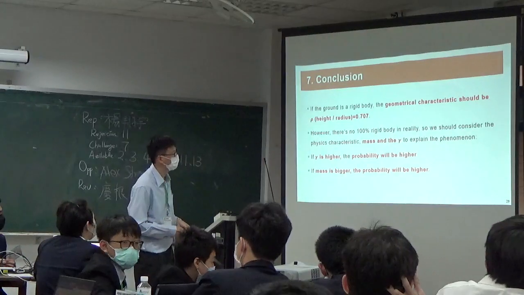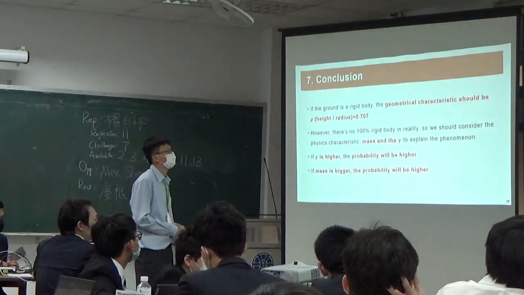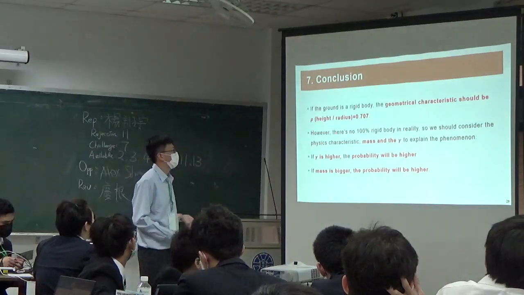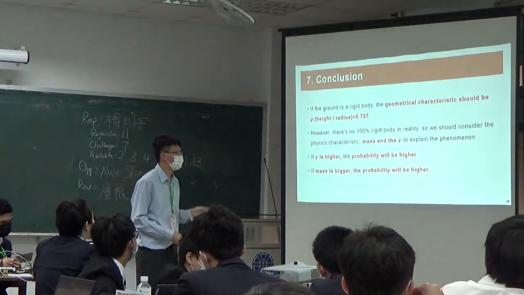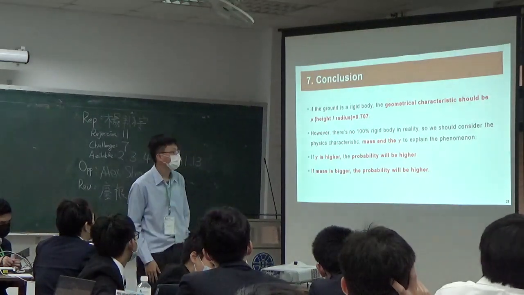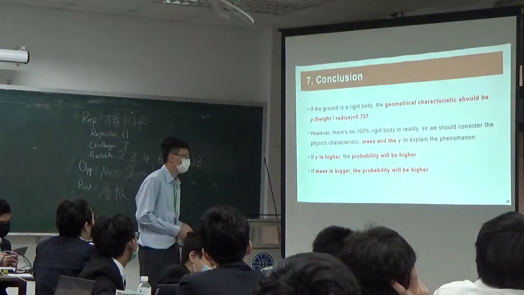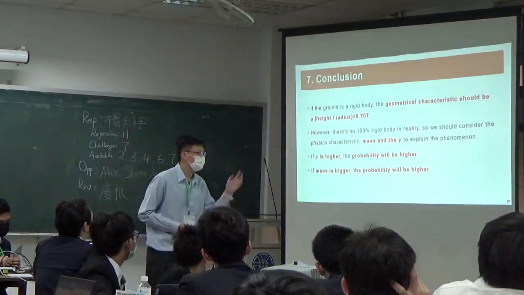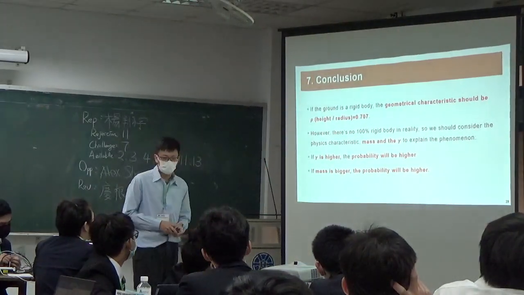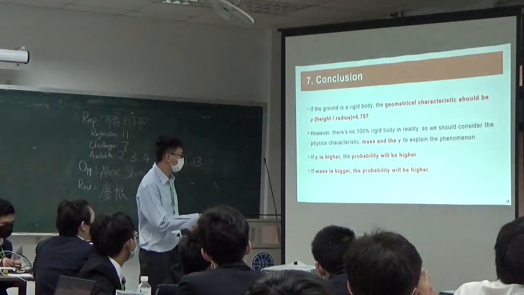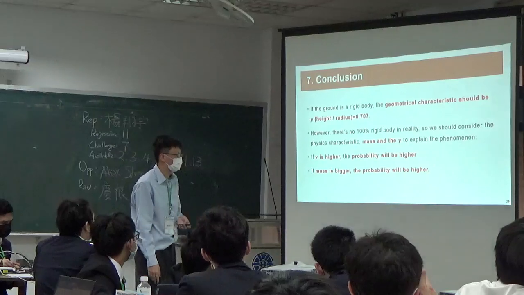Okay, and that's our conclusion. If the ground is a rigid body, the geometrical characteristic should be height divided by radius as 0.7. However, there is no 100% rigid body in reality, so we should consider physical characteristics, the mass and the gamma, to explain the phenomenon. If the gamma is higher, the probability will be higher. And if the mass is bigger, the probability will be higher.